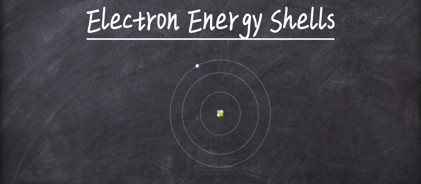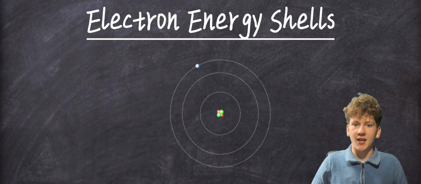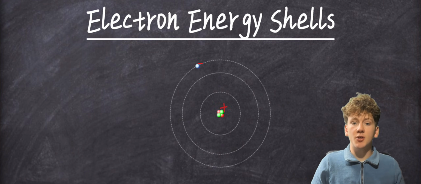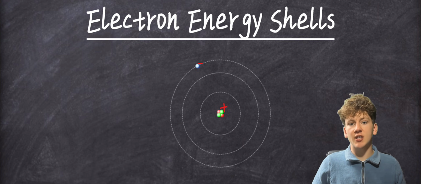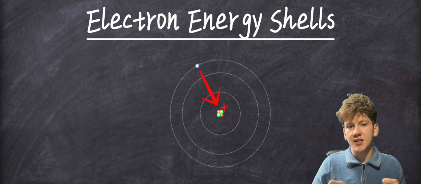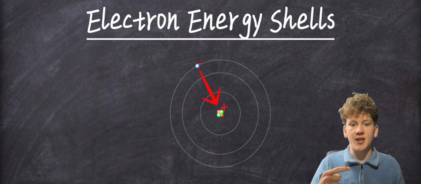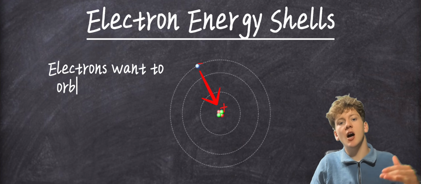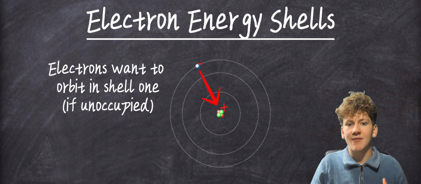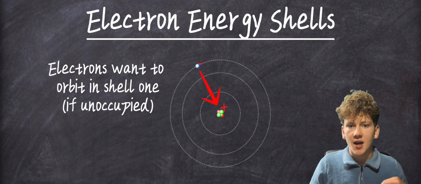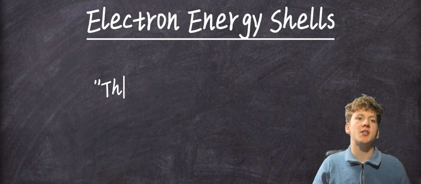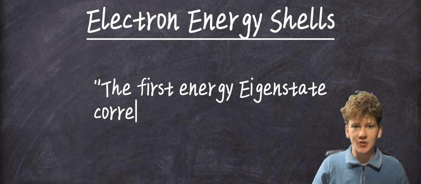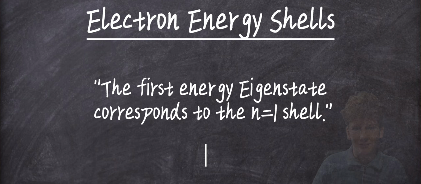That's meaningless. Electrons are negatively charged, and the nucleus is positively charged, and it's the electrostatic force of attraction between these two that keeps the electron in orbit around the nucleus. Because they're attracted to the nucleus, electrons all want to orbit in the lowest possible shell, where they have the least potential energy. A physicist might say the first energy eigenstate corresponds to the n equals 1 shell.